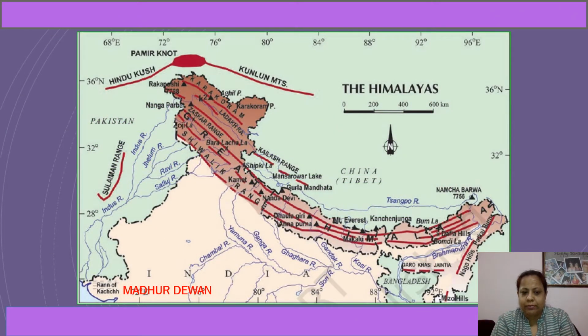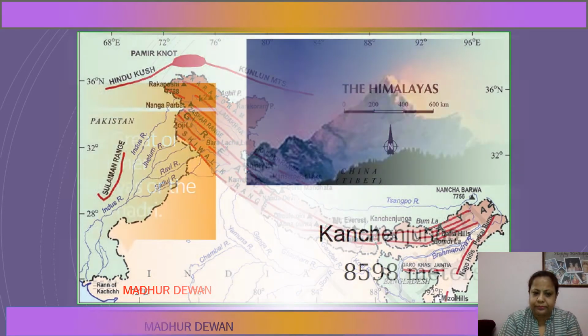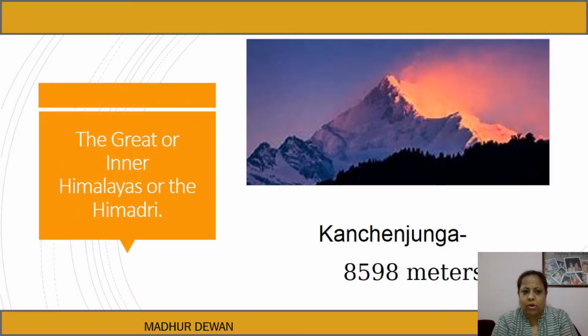We can see the map. This map is also given in your NCERT books. The entire Himalayan part is given. All the three ranges we can see, the Great Himalayas, the Lesser Himalayas, and the Shivaliks. The Great or Inner Himalayas are also called Himadri. In India, we have Kanchenjunga as the highest peak, which lies in this. It has a height of 8,598 meters.